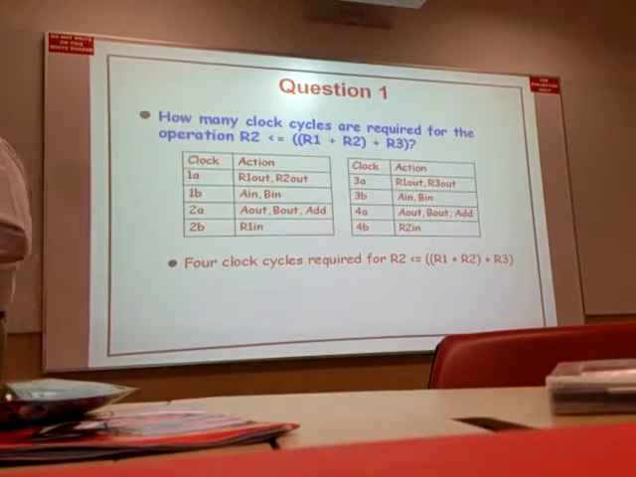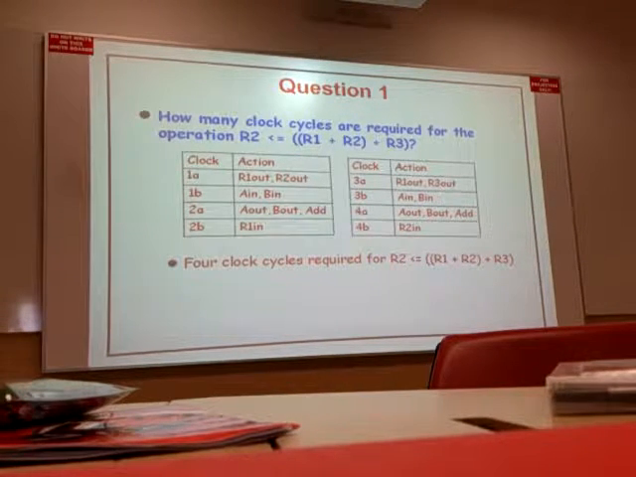Yeah, you could have a different architecture and do it, but keep talking about this particular architecture.